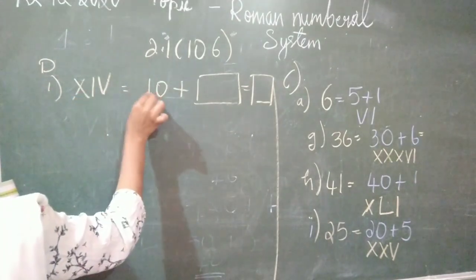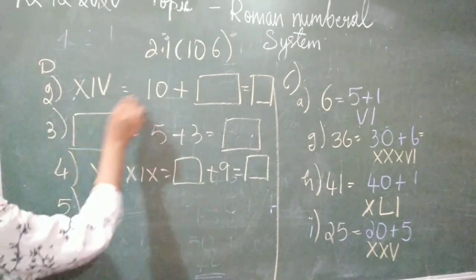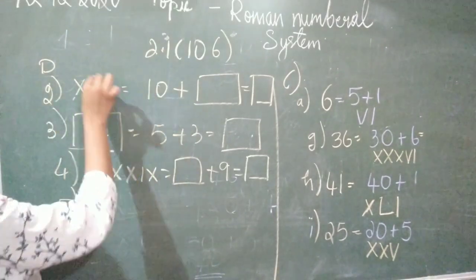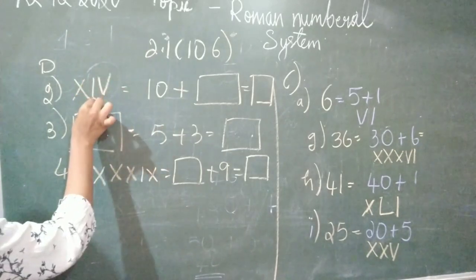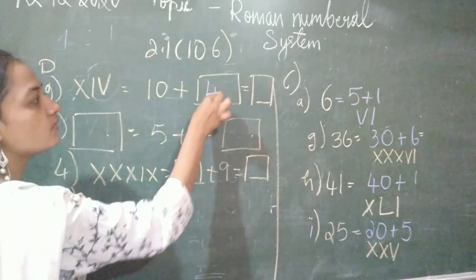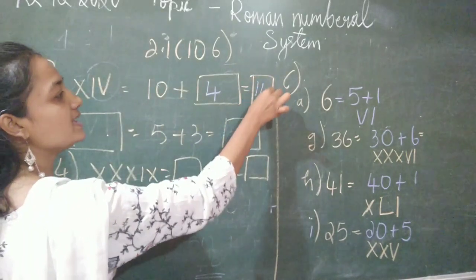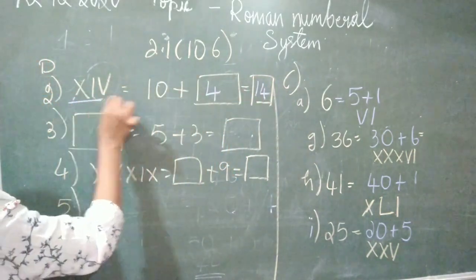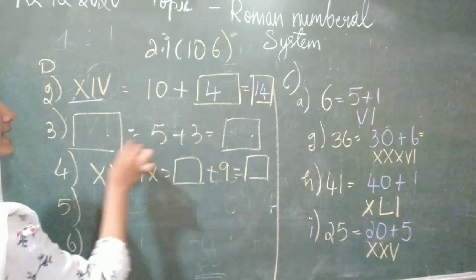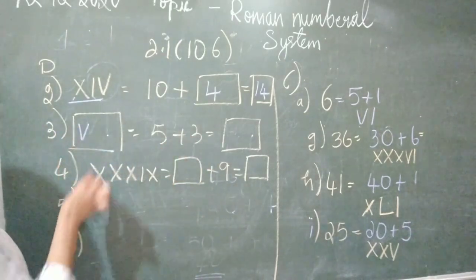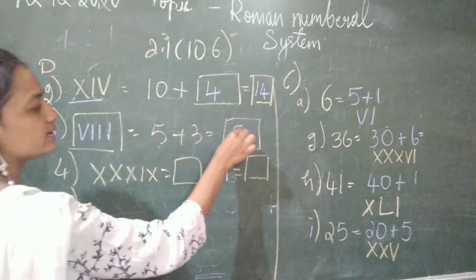Next is, so you can see 10 is already written here, and what is this number? 5 and minus 1. 5 minus 1 is 4. So what is the answer for 10 plus 4? 14. So this number is 14. Now we have 5 plus 3. How to write that? What is 5 plus 3 equals to 8.